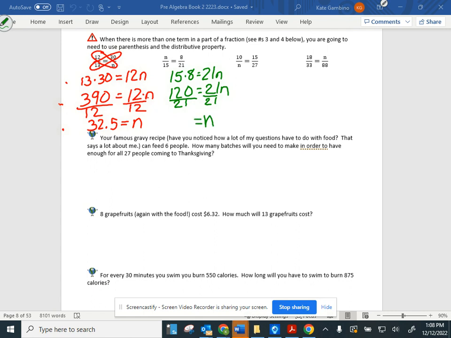What is 120 divided by 21? Ella. 5.7. You might look at it and say, oh, 5.71. Oh, it goes farther. But remember, he said to round it to the nearest tenth. So 5.7 is all you need.